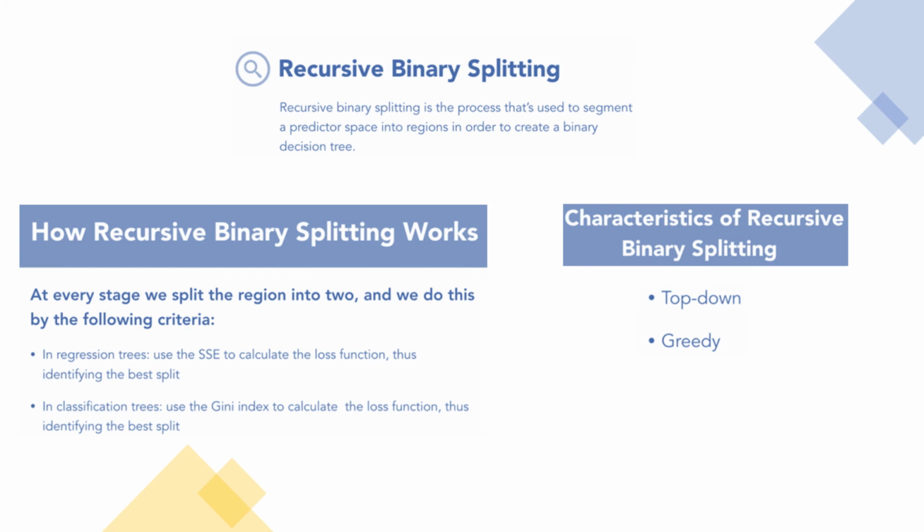The recursive binary splitting approach is top-down because it begins at the top of a tree, at which point all observations belong into a single region, and then successively splits the predictor space. Each split is indicated via two new branches further down on the tree. It is greedy because at each step of the tree building process, the best split is made at that particular step rather than looking ahead and picking a split that will lead to a better tree in some future step.